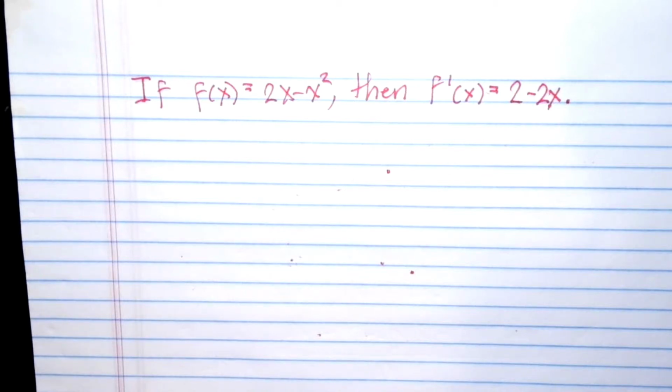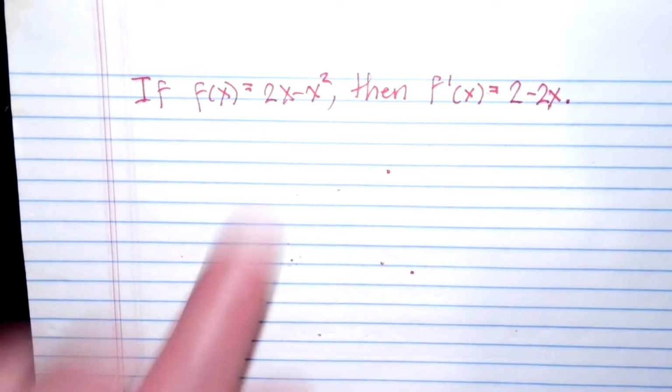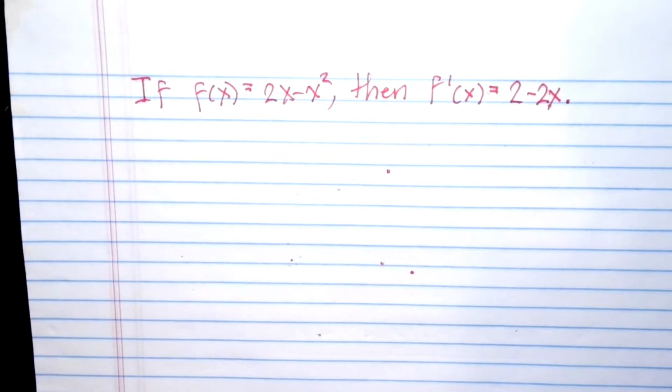In the previous video, we found that if f of x equals 2x minus x squared, then f prime of x is equal to 2 minus 2x. And remember what the derivative tells us. The derivative gives us a formula for the slope of this curve at any value of x.